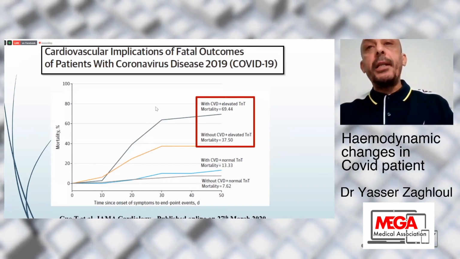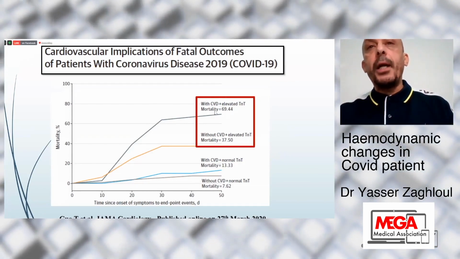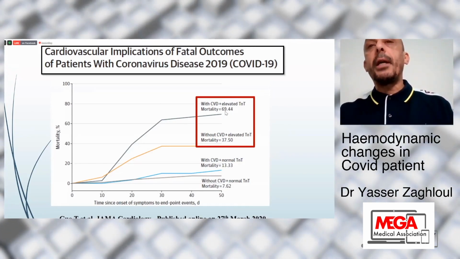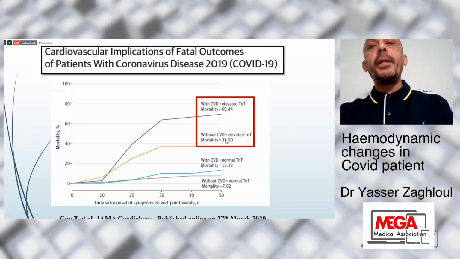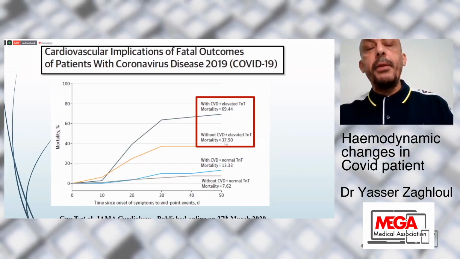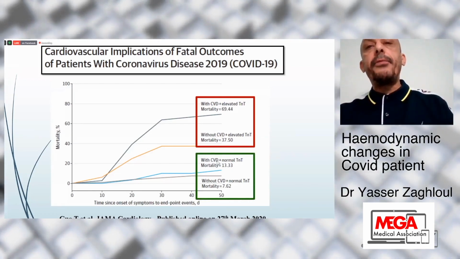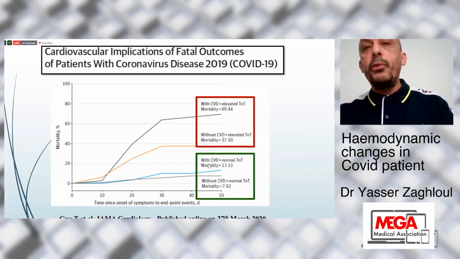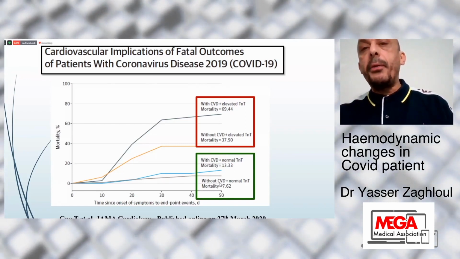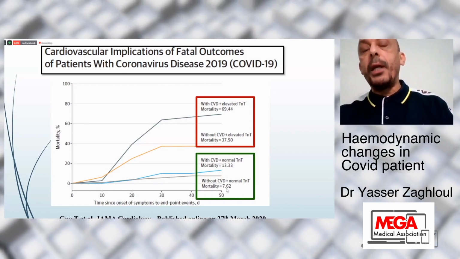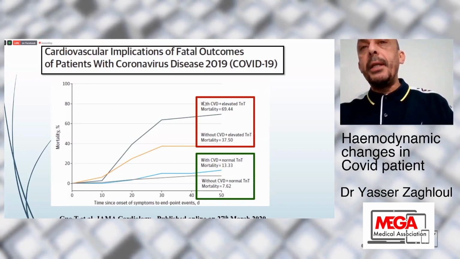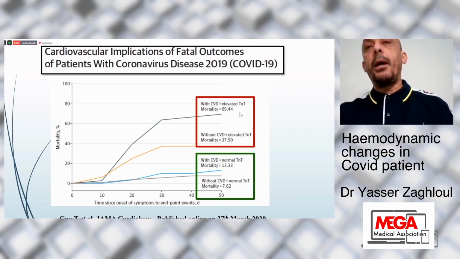Actually, if the patient has high troponin with a history of cardiac disease or cardiovascular disease, the mortality is very high, around 70%. If the patient doesn't have cardiac disease and the troponin is high, the mortality is 37%. And if the troponin is normal with cardiovascular abnormality, mortality is 13%. If there is no cardiovascular disease and normal troponin, the mortality is only 7%. So in short, cardiovascular disease plus high troponin carries very high mortality.